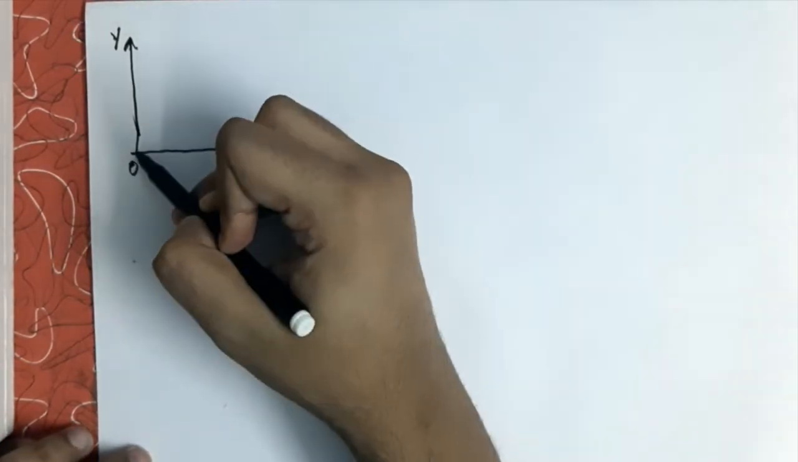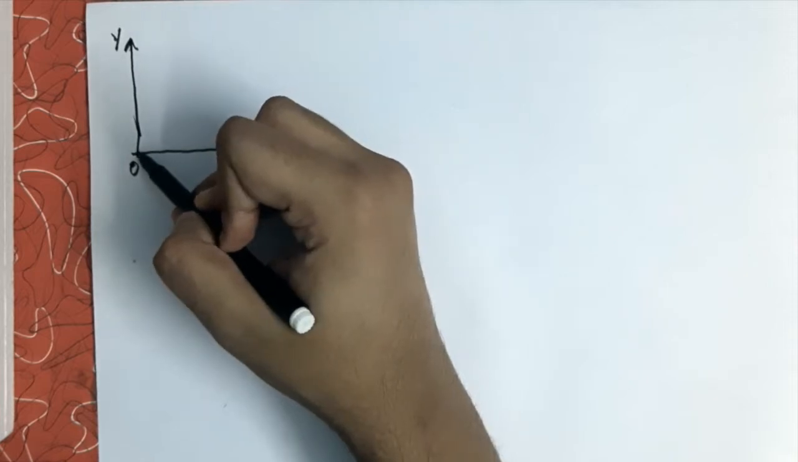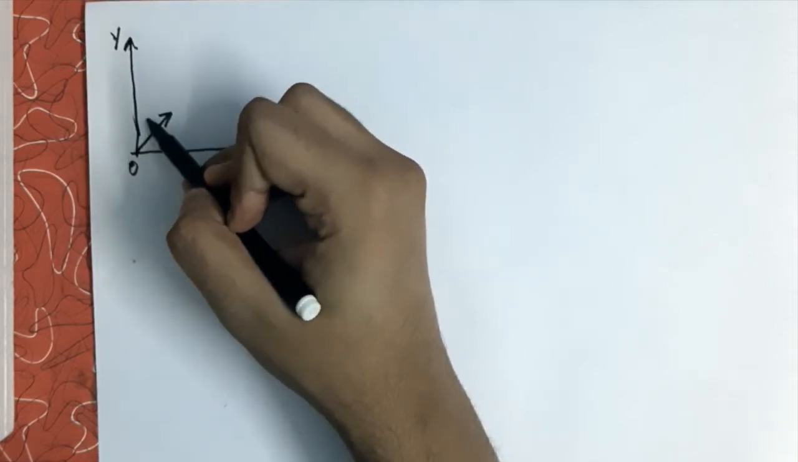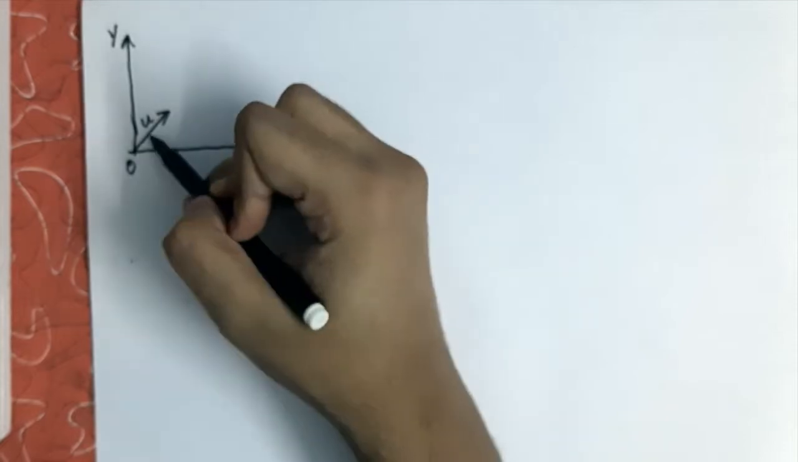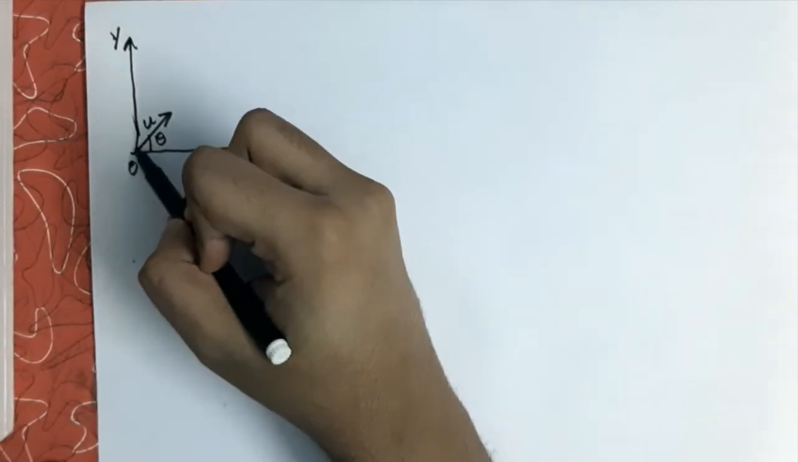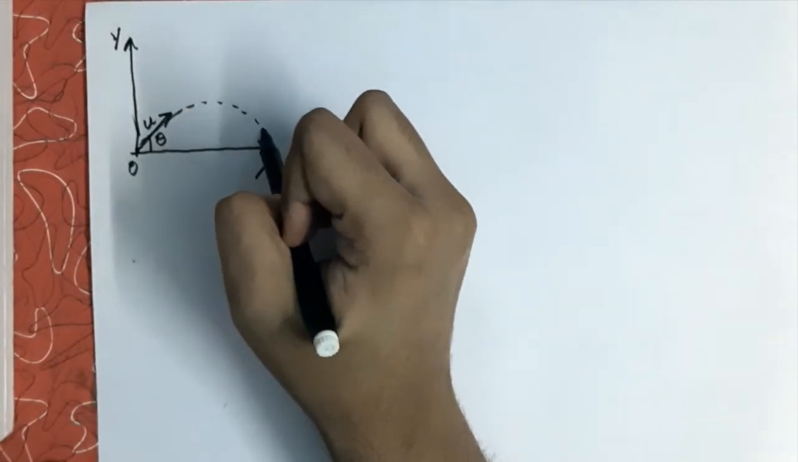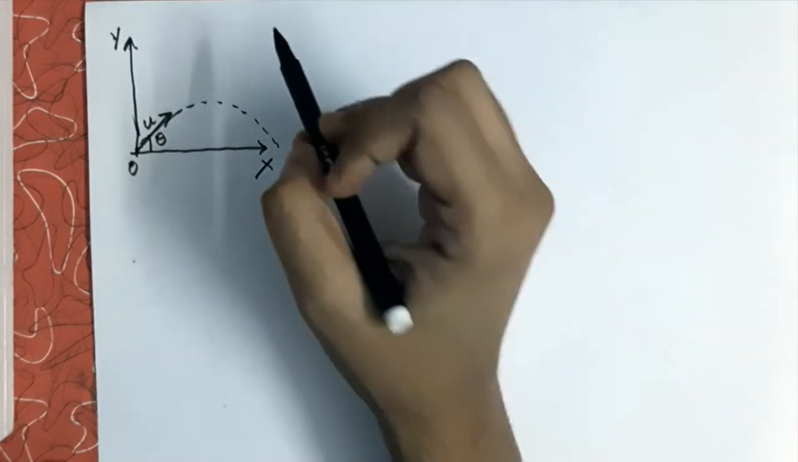Now suppose you are standing at point O and you throw a ball in the air with some initial velocity u at an angle theta. The path taken by the ball is known as projectile motion.